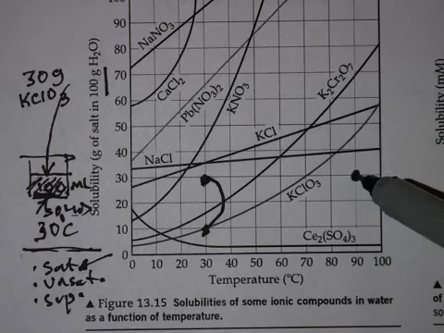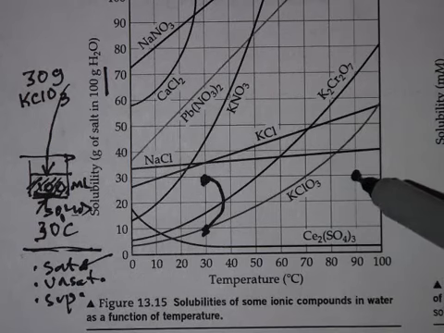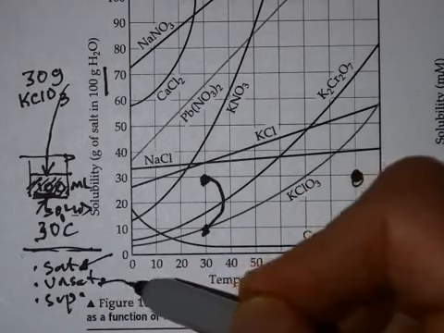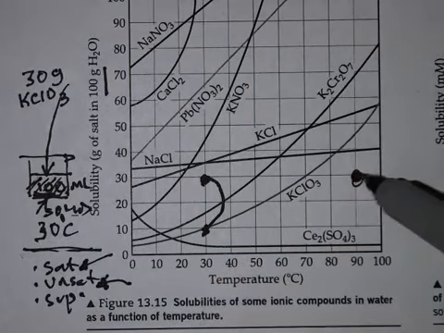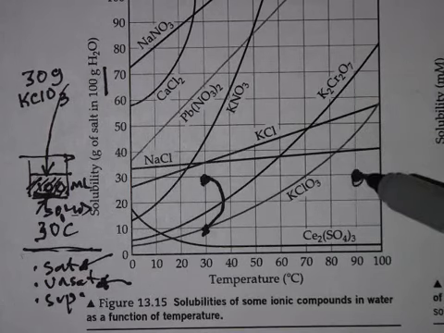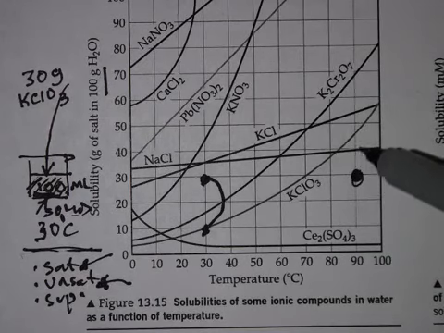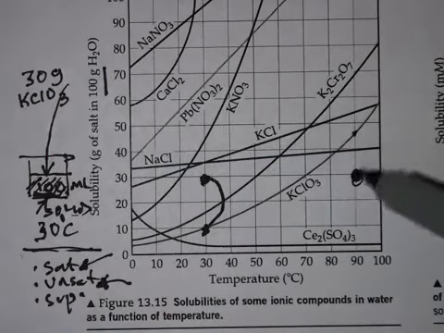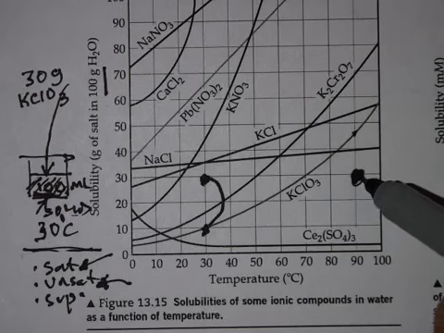3, 2, 1, 0. The answer is, if it were at this point, it would be an unsaturated solution. Unsaturated because I'm below this line here of KClO3. To make it be saturated at this point, I would have to go all the way up to here and dissolve maybe like 45 grams or something like that, but I only have 30 grams dissolved in there. So if you said unsaturated, you're correct.